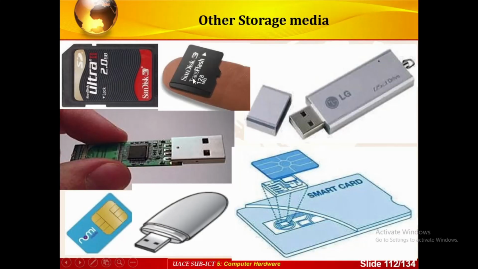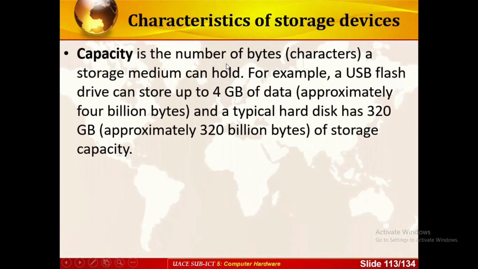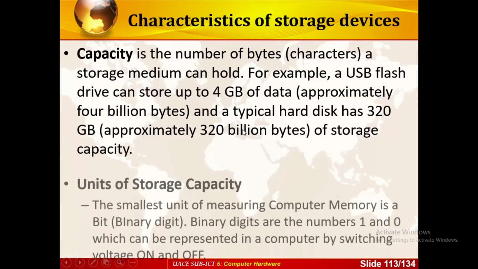this card reader, this is a memory card, this is a flash disk, smart card. We have the USB, with the lines here and the flash. So all these are called storage media. Characteristics: of course, capacity is measured in bytes. That is, a USB flash drive can store up to 4 GB of data, and it can exceed this. The typical hard disk has 300 GB and can go up to terabytes of data.